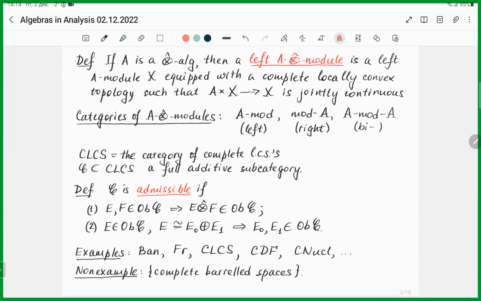In fact, most standard categories which are used in functional analysis are admissible. For example, we can consider the category of Banach spaces, the category of Fréchet spaces, of course, the whole category of complete locally convex spaces, the category of complete DF spaces, or the category of complete nuclear spaces, and of course, there are many other natural examples. So all these categories are admissible. But there are also counterexamples. For example, if you take the category of complete barreled spaces, it is not admissible because it is known that the projective tensor product of two barreled spaces is not necessarily barreled.